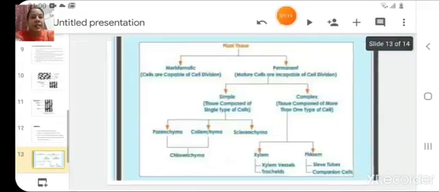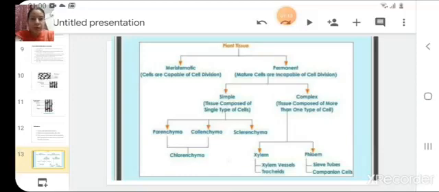Now at the end, again see the flow chart. You need not draw this flow chart. This is just for the conclusion part, that plant tissues are of two types, meristematic tissues and permanent tissues. Again there is further bifurcation of these tissues.